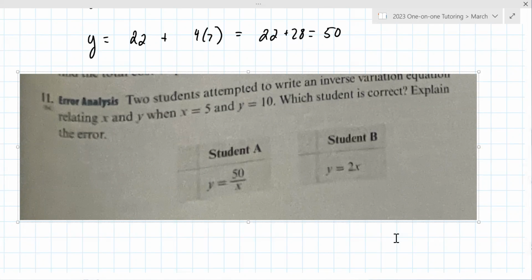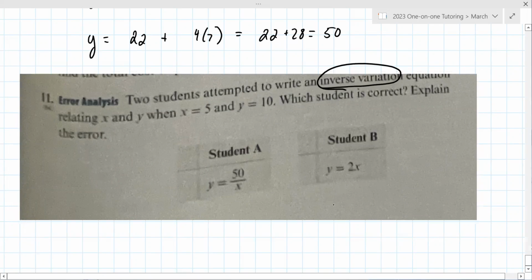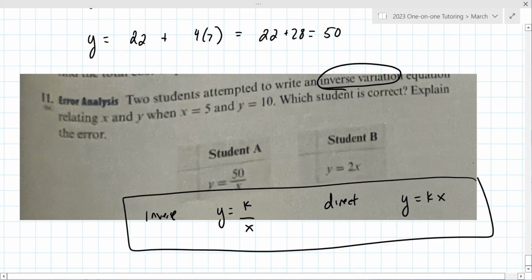Two students attempted to write an inverse variation equation relating x and y when x was equal to 5 and y was equal to 10. Which student is correct? Explain the error. The one on the right is called direct variation. It's always y equals kx. The one on the left is inverse, y equals k over x. So you want to know both of these. Sometimes they ask you to actually write out direct and inverse variation.